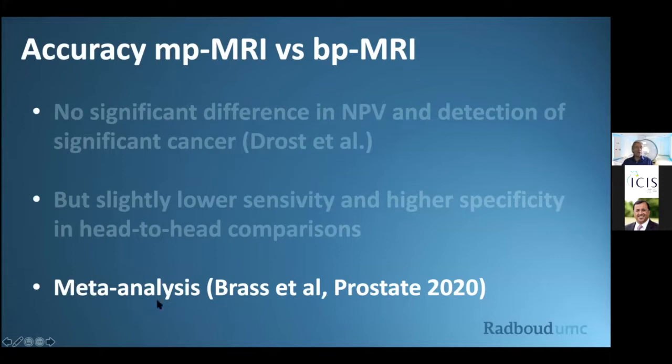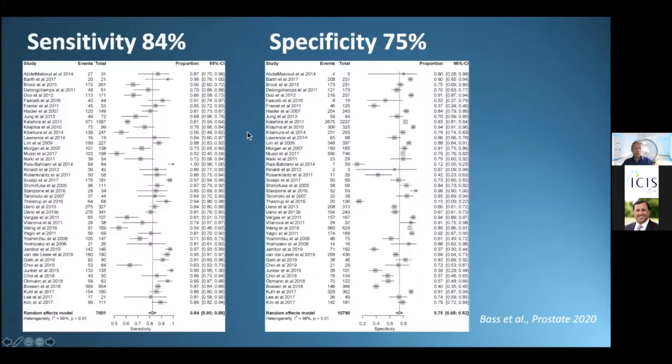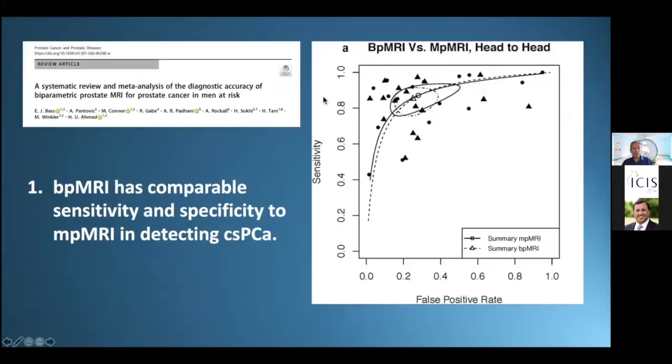Now, there is a recent meta-analysis in prostate cancer, and this is the most recent paper. Brass et al. show that the sensitivity of biparametric MRI is 84% and the specificity 75%. More interestingly, biparametric MRI has a comparable sensitivity and specificity. You can see here the sensitivity and specificity and the area under the curve of both techniques in the detection of clinically significant cancer.